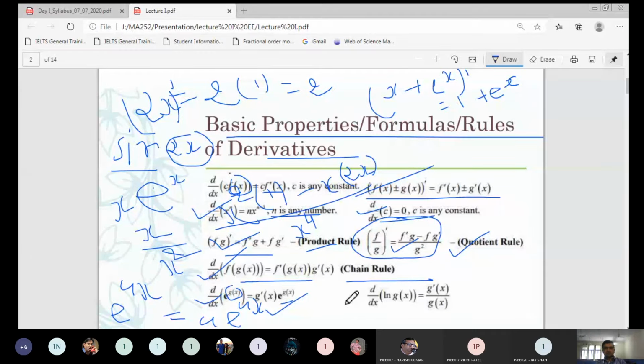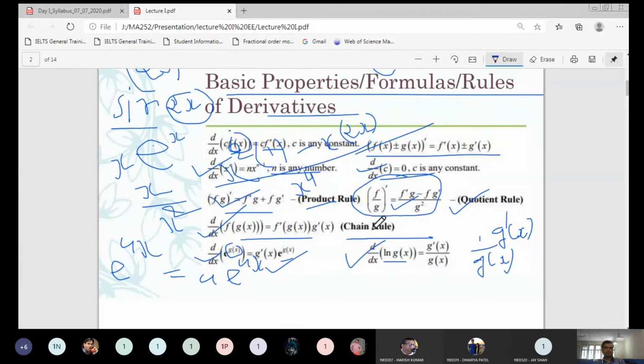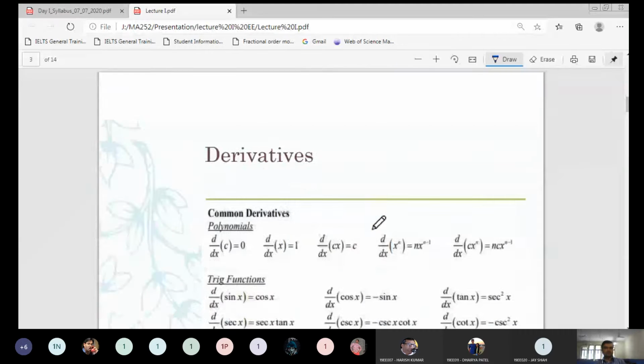Next, the derivative of log x, that is ln x. What is it? The differentiation of log x is 1 by x. In general form, for ln g of x, the derivative is 1 by g x times the differentiation of g x, that is g dash x. Here the chain rule is used. Understand? Any doubt in this slide? No, sir. Okay, then we go to the second slide.